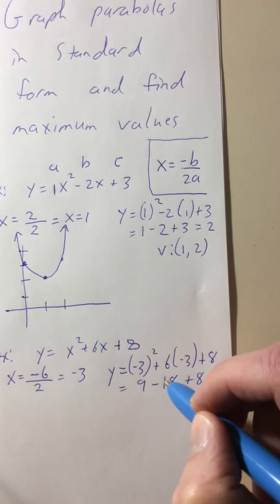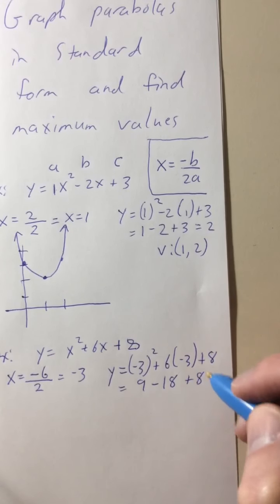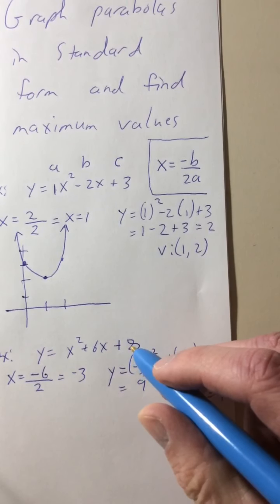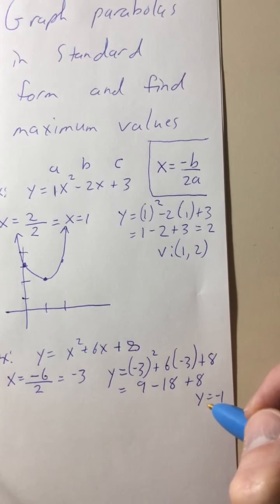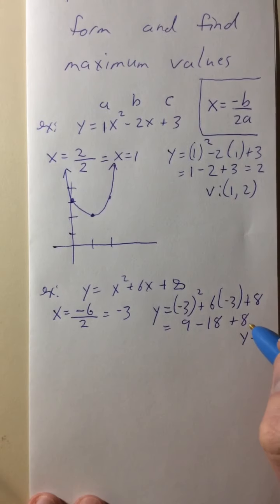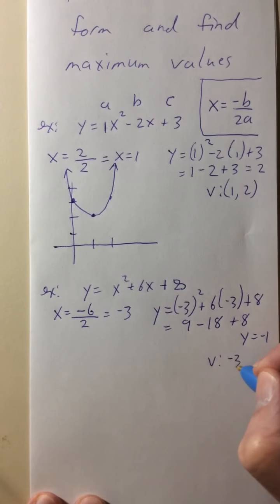So negative 9 plus 8 is going to be negative 1. So before, when it was negative 2 or whatever it was, that was going to get us negative 11. That was going to be irritating and annoying to graph. Okay, so our vertex is negative 3, negative 1.